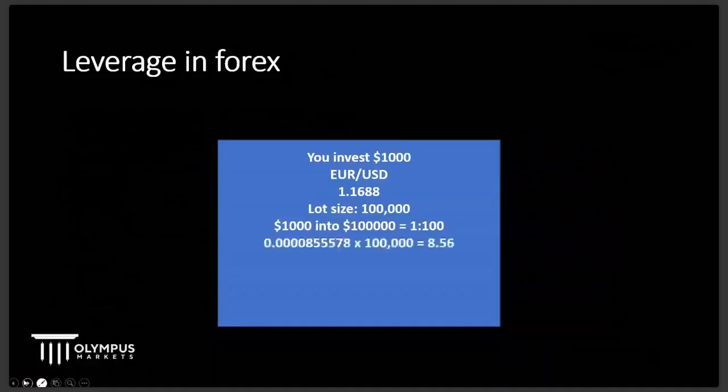Same calculation applies. 0.000855578 times a lot size. Using 1-to-100 leverage means that pip value is actually worth €8.56, which is basically $10 per pip. 10 pips moving in your favor means that you're actually in $100 profit.